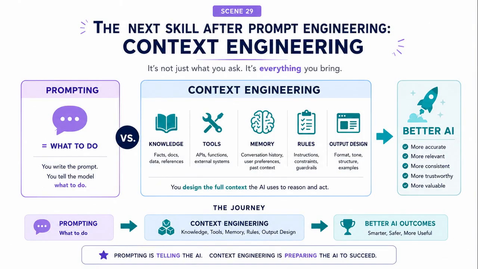Now let's look at final content recap. Prompt engineering tells AI what to do. Context engineering gives AI the right environment to do it well. It includes instructions, goals, documents, tools, memory, examples, and output rules. RAG provides knowledge context. MCP can connect tools and data. AI agents need context across every step. Better context improves accuracy, relevance, safety, and workflow value. Context engineering is the next skill after prompt engineering.